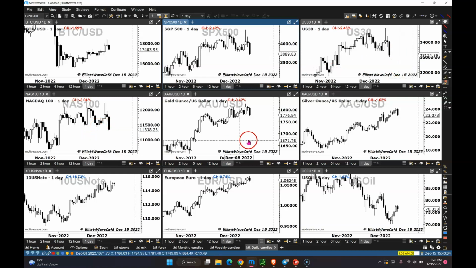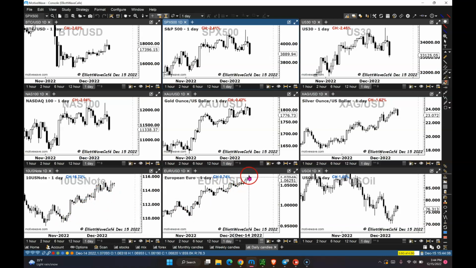NASDAQ, similar story. Gold rejection, silver rejection. US notes in here, bonds continue to push here. I think they become obviously a much safer asset when stocks are declining the way they are, and bonds are giving you interest rate coupons by holding them. So, no point in holding crypto, no point in holding risky assets when you have bonds that are paying you 4%, pretty much, one of the safest instruments out there.